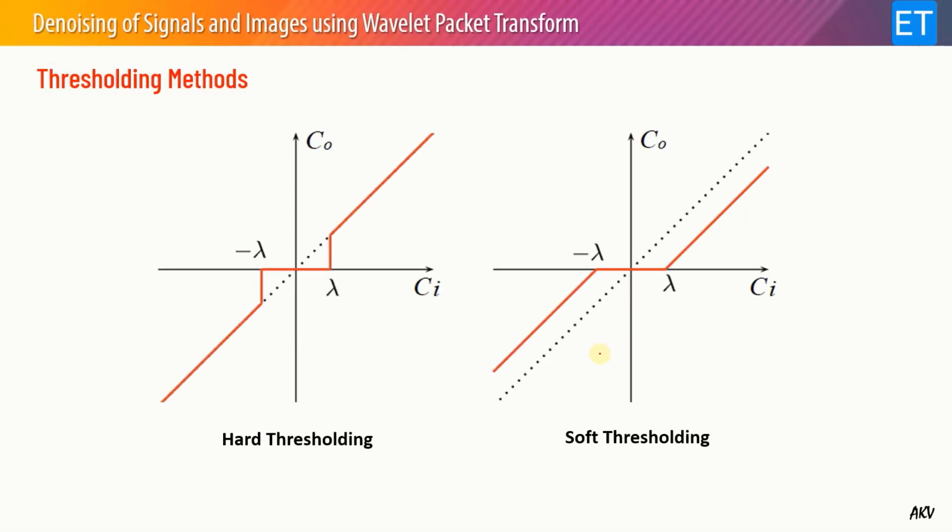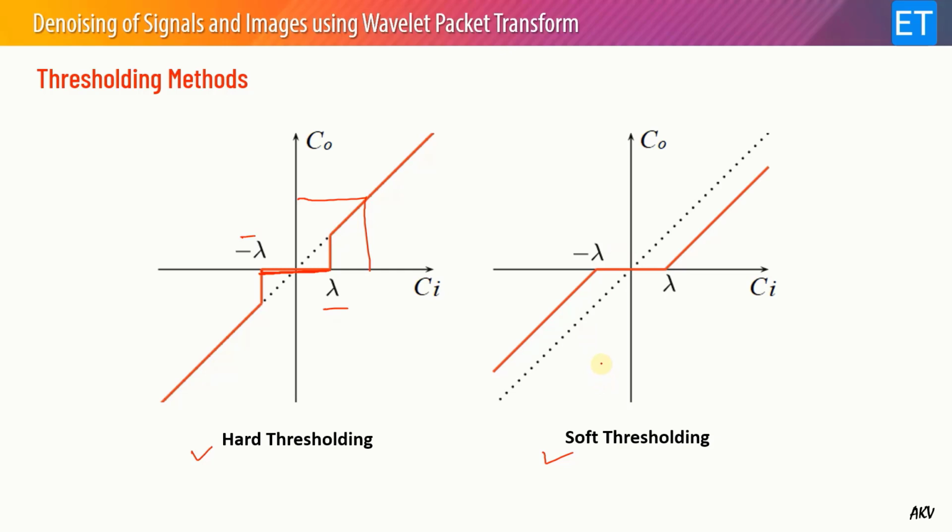And now let's see what are the different thresholding methods. These two are very popular and very common. The first one is the hard thresholding, the second is the soft thresholding. In the hard thresholding, you can easily see that within a range from minus lambda to plus lambda, all the coefficients are neglected, I mean they are simply zeroed out. And after the lambda, the remaining coefficients are left unchanged. So we are not changing anything in the magnitude of these coefficients after plus minus lambda.